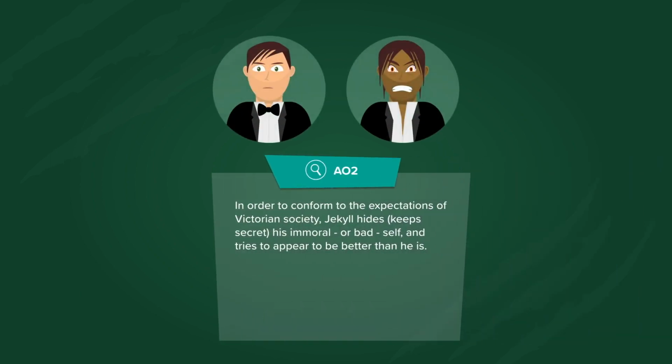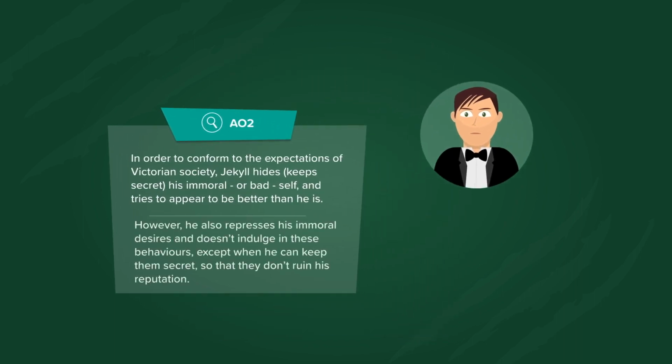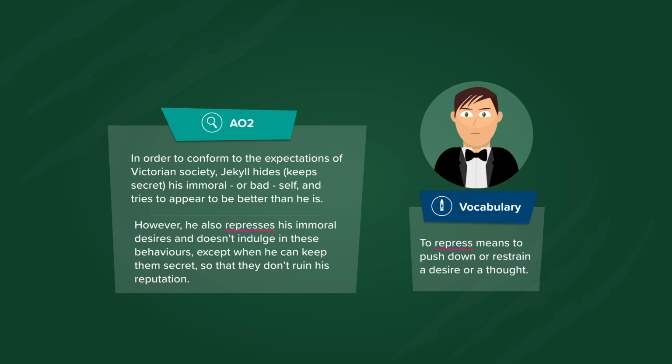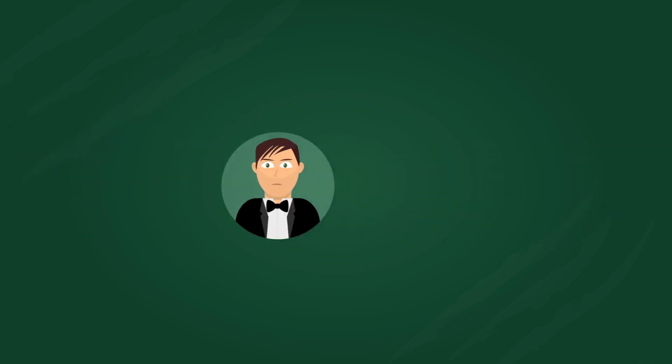However, in order to conform to the expectations of Victorian society, Jekyll hides and keeps secret his immoral or bad self and tries to appear to be better than he really is. However, he also represses his immoral desires and doesn't indulge in these behaviours, except when he can keep them secret, so that they don't ruin his reputation. To repress means to push something down or to restrain a desire or a thought.